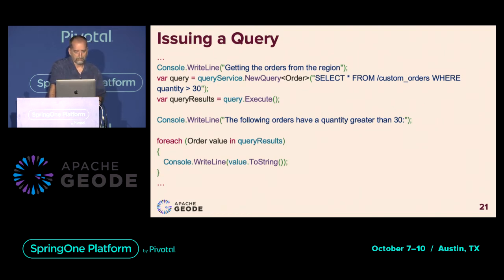So here we get the query back from the query service, execute the query, and it just gives us back a result set in a standard C# collection that we can iterate through and print to the screen.